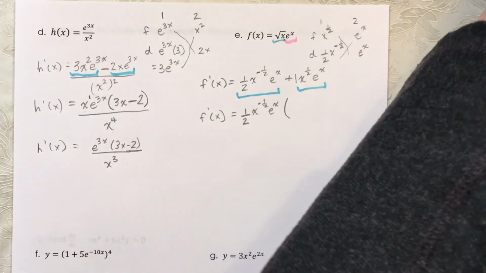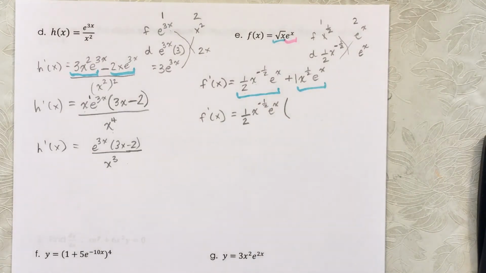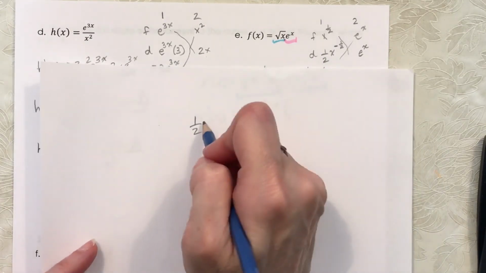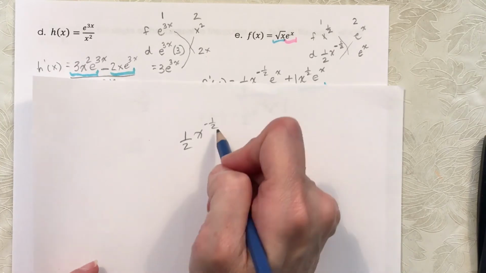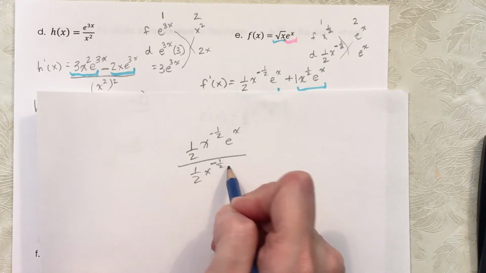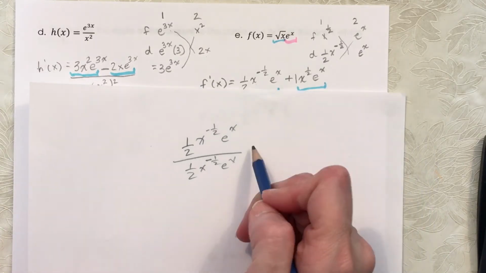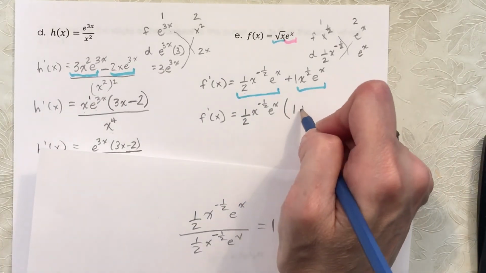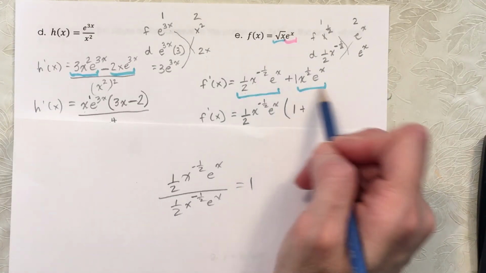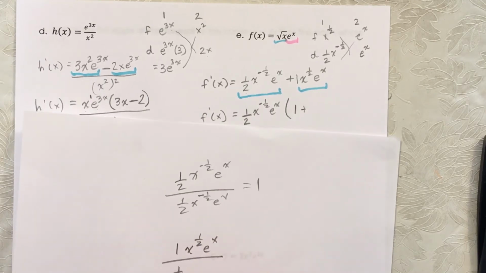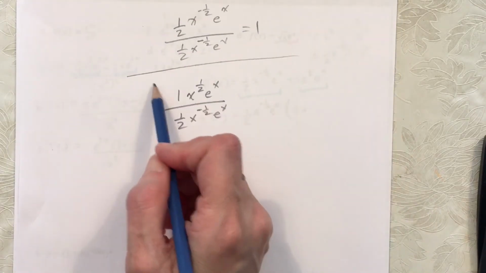So I'm going to use some scrap paper here to go through what the dividing looks like, so everyone's on the same page. So if I have a half, x to the negative half, e to the x, divided by a half, x to the negative half, e to the x, they're exactly the same, so I get 1. And then plus, so then I'm dividing the second blue scoop, which is 1 x to the half e to the x by a half x to the negative half e to the x. Okay, so I'm looking at this one here.